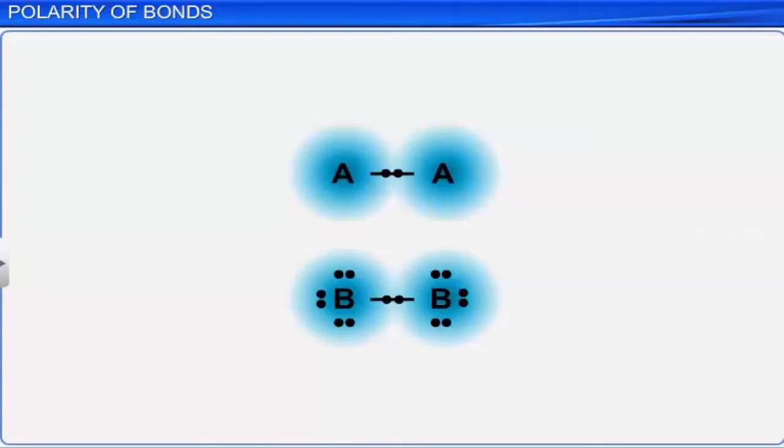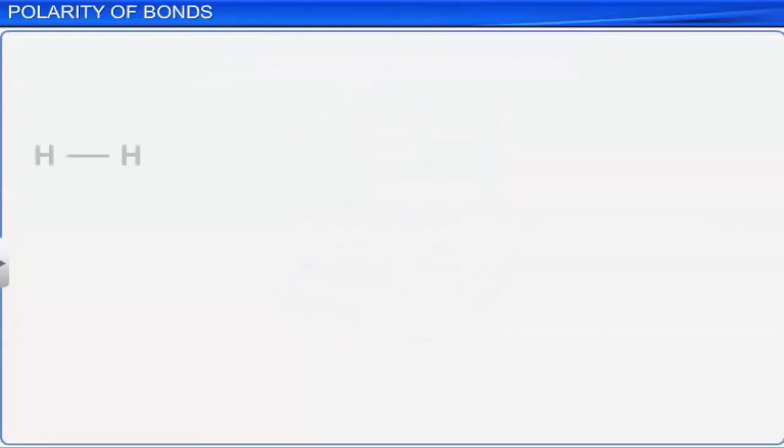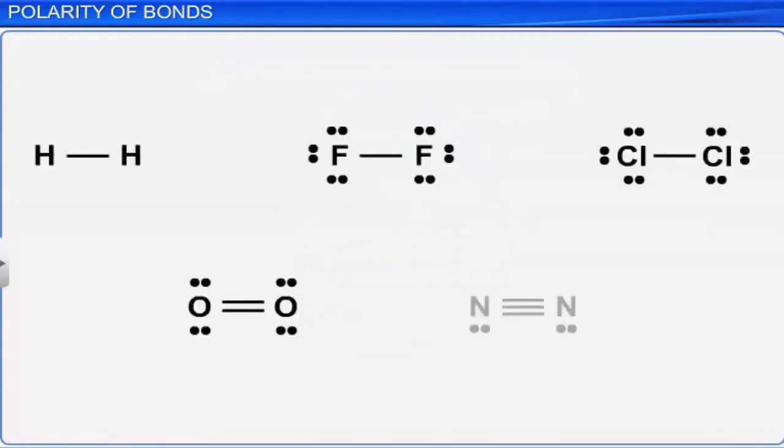Here, no polarity is developed in the molecule as the shared electron pair lies exactly between the bonded atoms. Molecules with non-polar covalent bonds are called non-polar covalent molecules. Examples of non-polar covalent molecules are hydrogen, fluorine, chlorine, oxygen, and nitrogen.